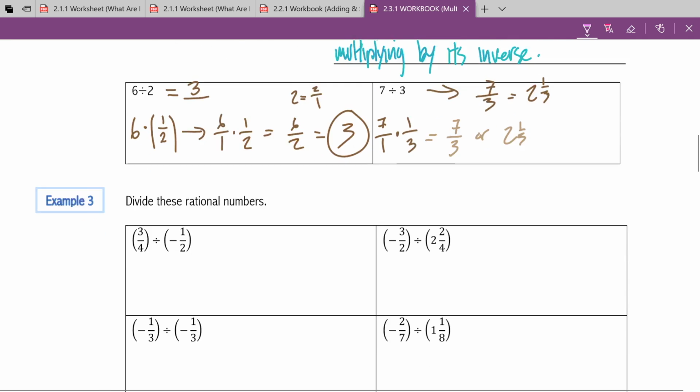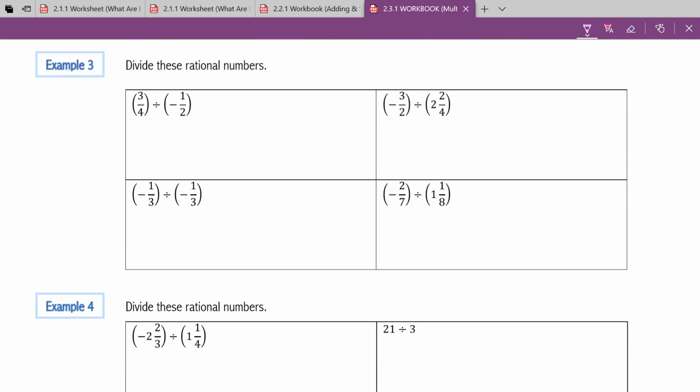All right, let's use this understanding and delve through a couple of questions here. 3/4 divided by -1/2 is going to be the same as 3/4 times 2/1. The inverse of 1/2 is 2/1, and it's negative, of course. And so let's deal with the sign first. Positive times the negative will give us a negative. 3 times 2 is 6.